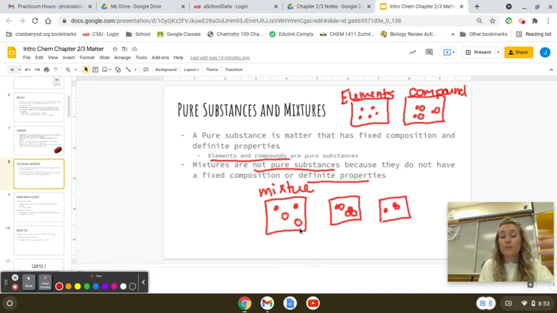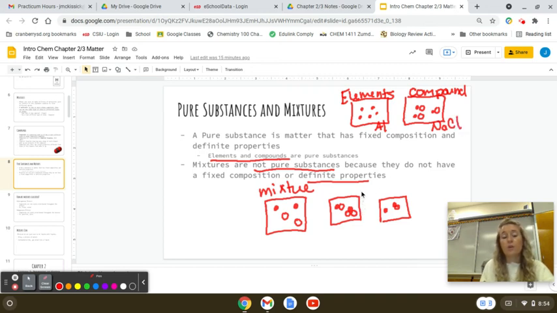So if you just happen to mix them all together in a container, you're not going to get the same thing and they're going to have different properties. Like sugar and sand. Sugar's going to dissolve, sand's going to sink to the bottom. That's a mixture. Whereas an element, something like aluminum, is going to be the same no matter what, the whole way across. It's going to have the same property the whole way. And then a compound, something like table salt, NaCl, has the same composition the whole way through.